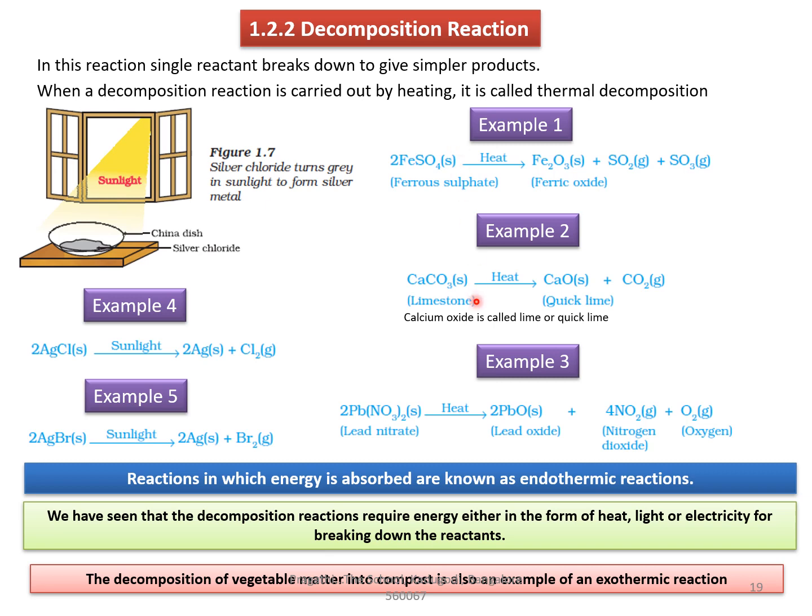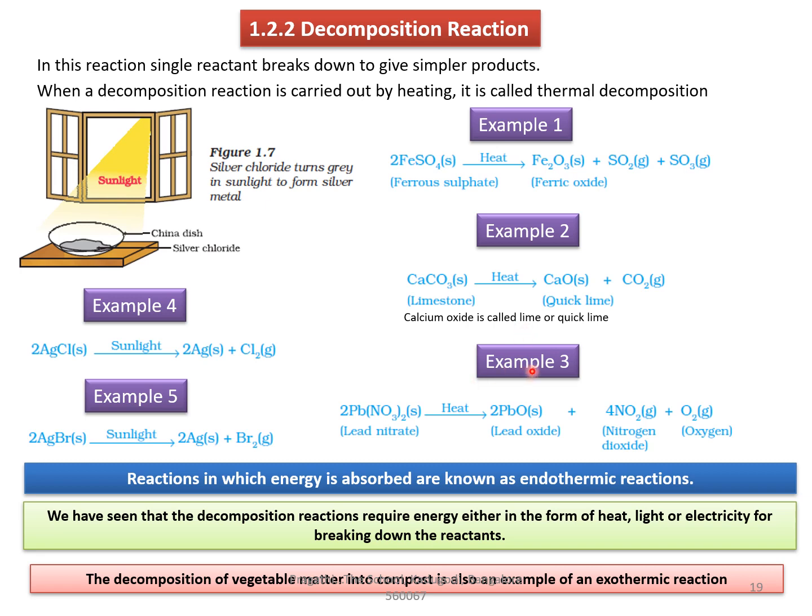And example number two, calcium carbonate, limestone. Once the heat is given to calcium carbonate, what will happen? It breaks down into calcium oxide and carbon dioxide. What is limestone? Limestone is the one which is mixed with water and applied onto the wall. Correct? Once the heat is given, it becomes quicklime, calcium oxide.